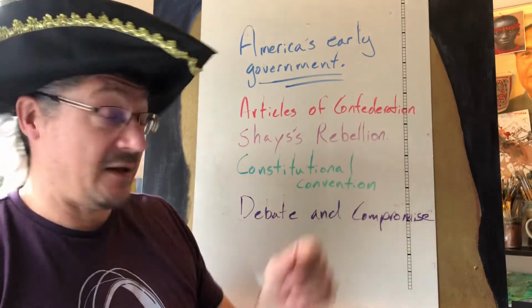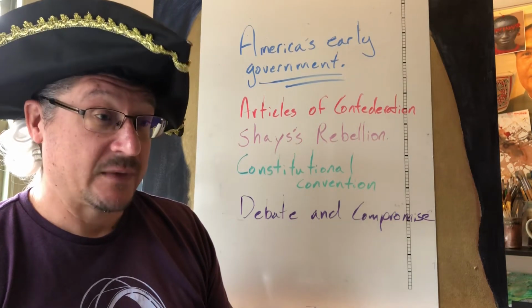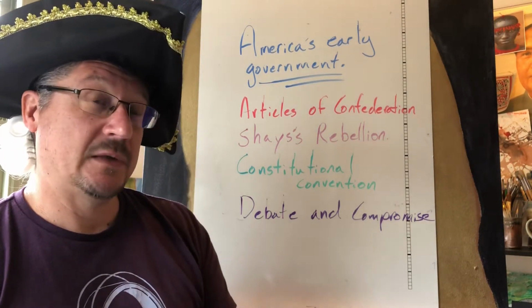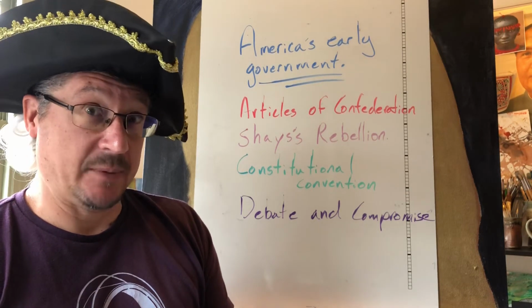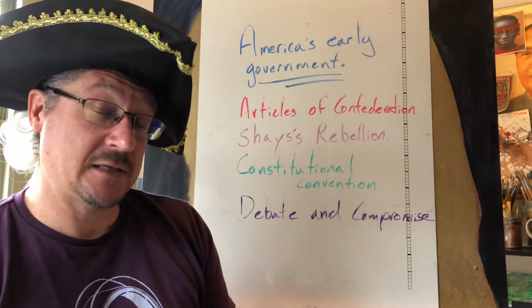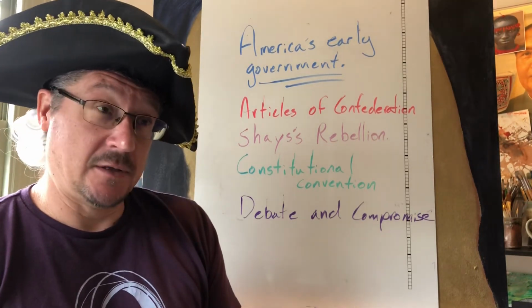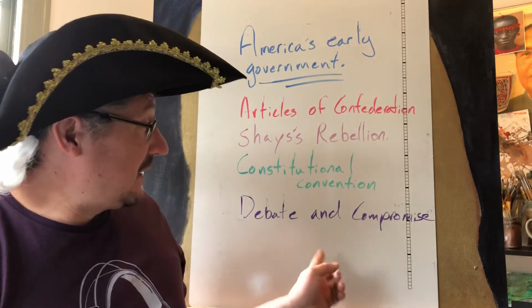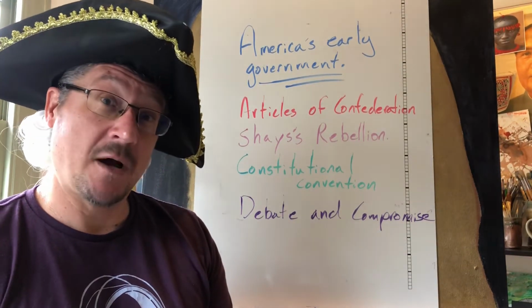Under the Articles of Confederation, in the legislative branch, which was the only branch of government, every state had 1 vote. Well, this worked well for states with small populations, but it didn't work well for states with large populations. So people argued that. So we ended up having a lot of debate and compromise. Not everybody got what they wanted.